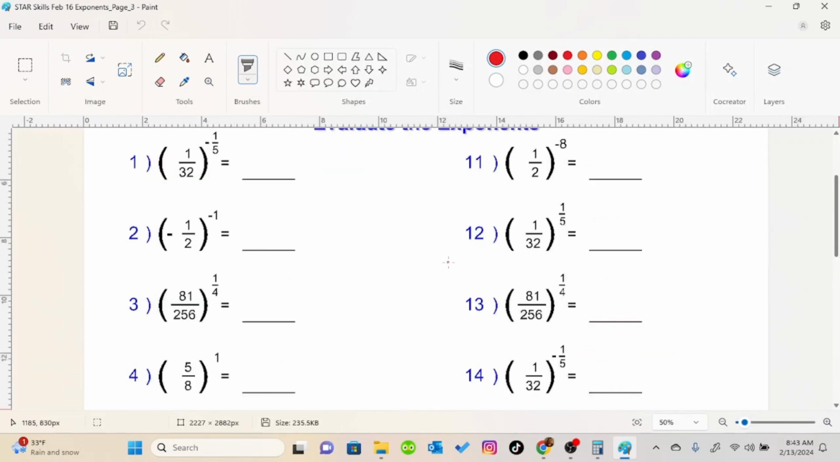On page 3, we're going to continue with what we've been doing, only now we're going to have fractions as our base numbers.